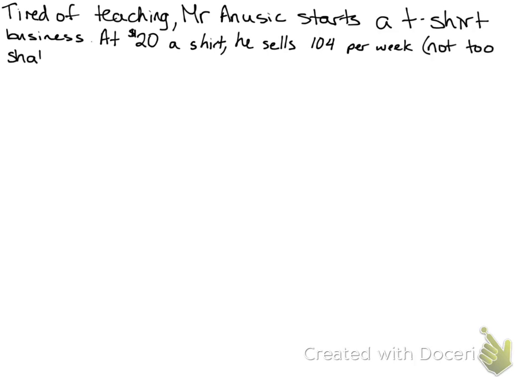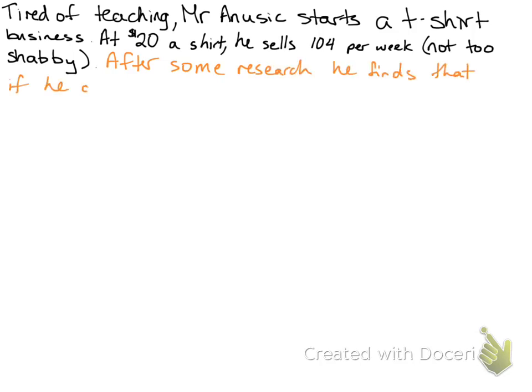So, tired of teaching, Mr. Anusik starts a t-shirt business. At $20 a shirt, he sells 104 shirts per week. Not too shabby. After some research, he finds that if he charges $3 more, he loses 8 customers.